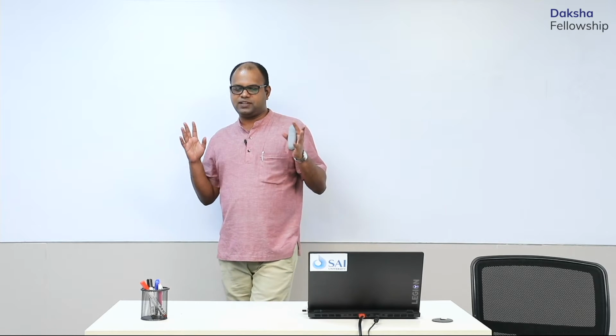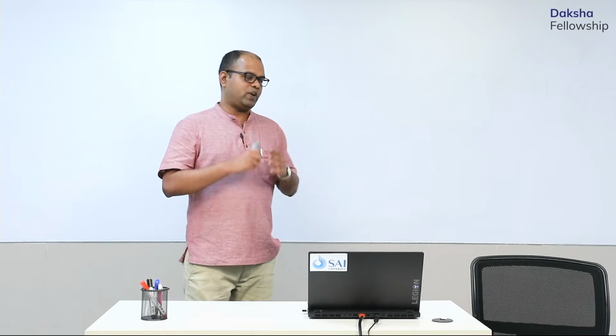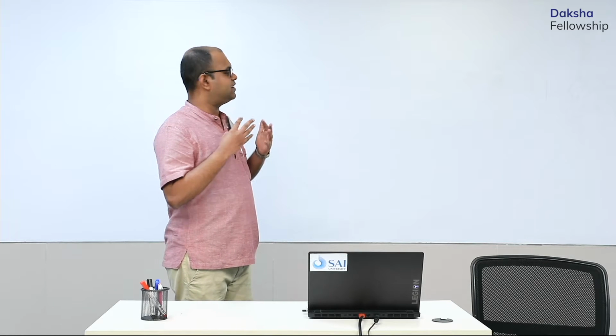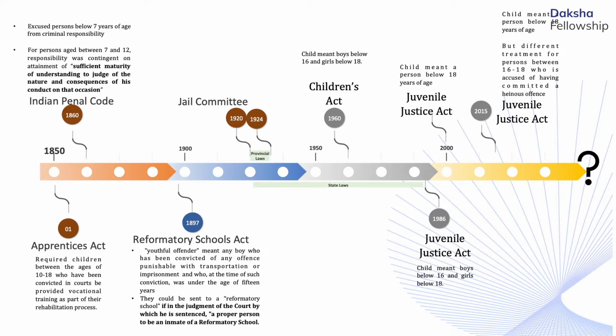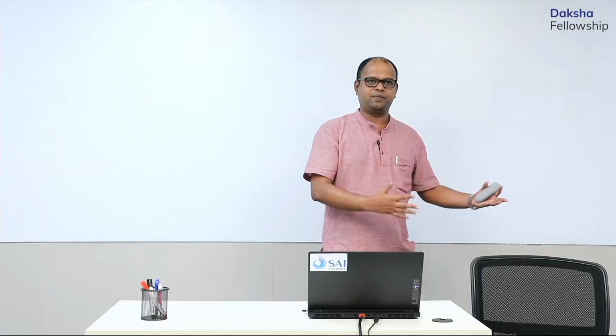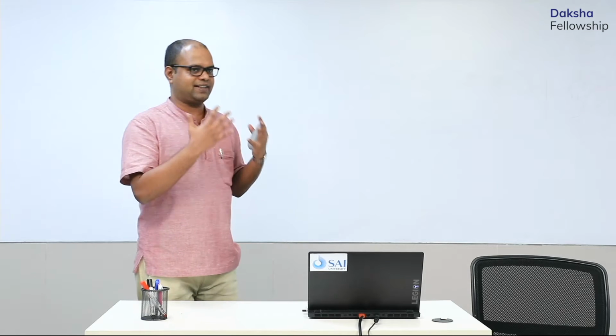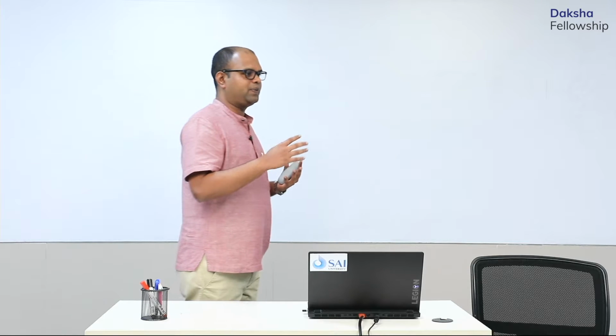Much like most of the other laws in India, when it comes to juvenile justice, the early set of legislations are colonial government enacted. So the very first law is the Apprentices Act of 1850, which has this provision which says that if there's someone who's been convicted of an offense and if this person is between 10 and 18 years of age, it was mandated that this person be given vocational training. The idea there was that this vocational training was part of a rehabilitative exercise. Right, that's the first law.